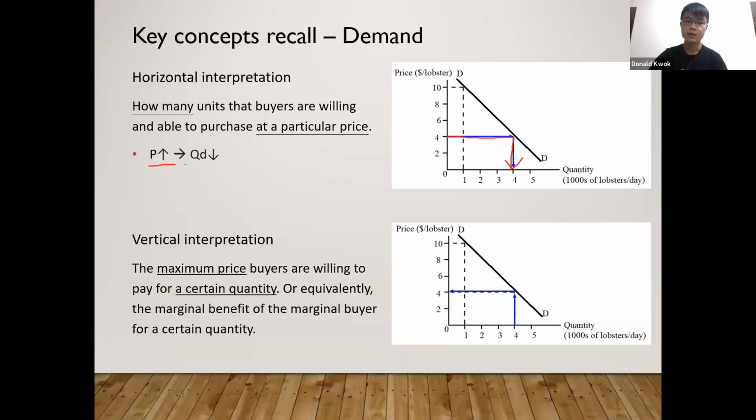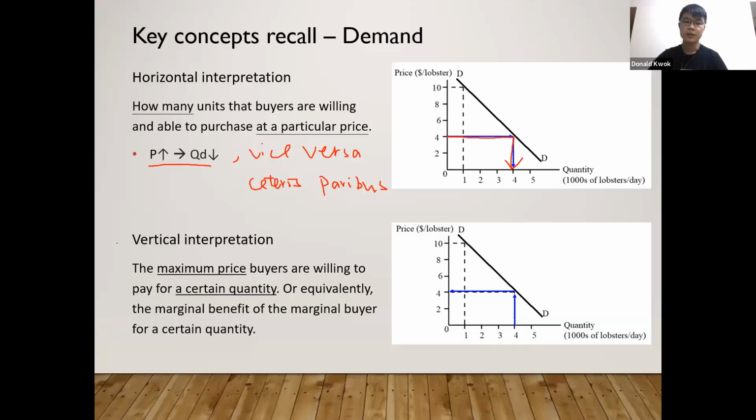Right? So for a usual demand relationship, when the price increases, the quantity demanded decreases. And if you add a little bit of condition, vice versa and ceteris paribus, then that would be the complete picture of the law of demand. So this is the law of demand.